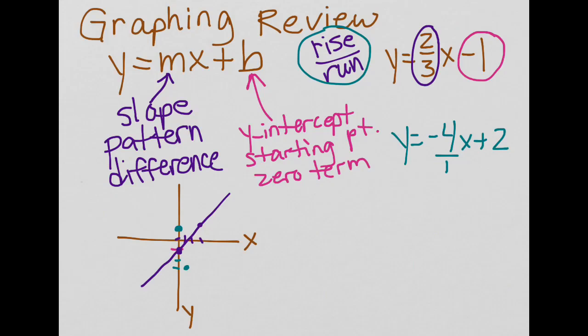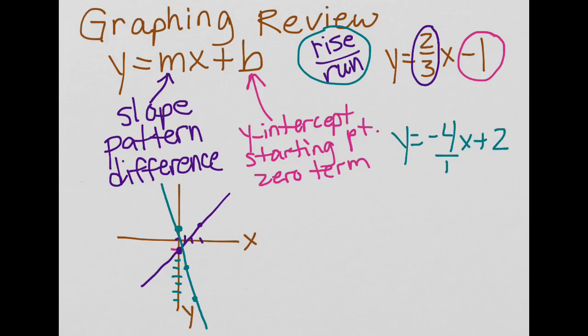Every time our pattern is going down 4. So if we wanted to go over 2, we would go down another 4. 1, 2, 3, 4. And that would put us way down here. You can see that those points are all on the same line. So that's just a quick review of graphing a line when it's in slope-intercept form, which is y equals mx plus b. What happens, though, if your line is not in slope-intercept form?